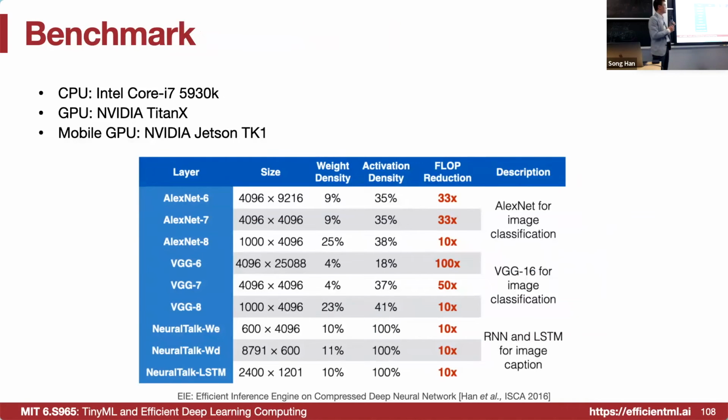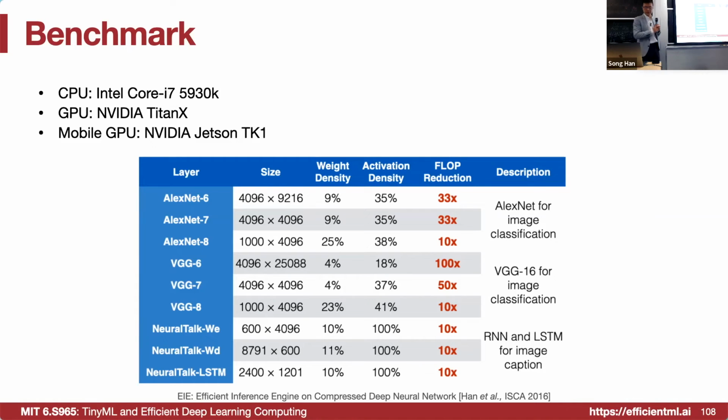And this is the sparsity ratio. EIE can handle FC layers only. So these are the FC layers for AlexNet. With sparsity, activation sparsity, this is the FLOP reduction by multiplying the weight density with the activation density. These are the FC layers of the VGG model. These are the image caption model, NeuralTalk.